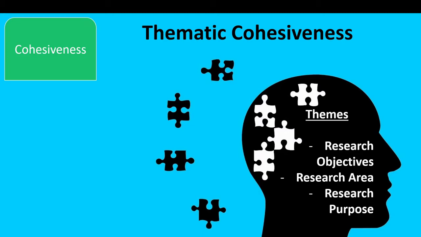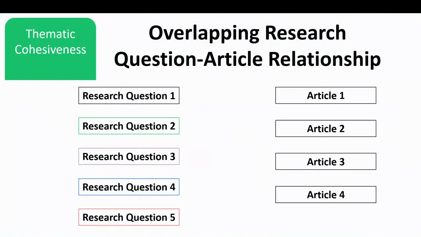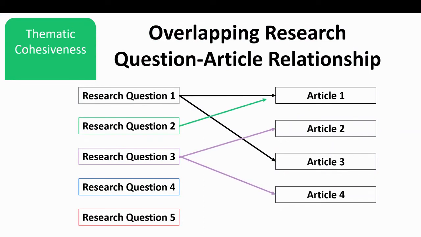Also, the kappa is a good way to describe how a thematic focus might have changed over time from manuscript to manuscript. It may be valuable for you to try to visualize how your manuscripts connect together, answer your overarching research questions, and develop a larger contribution to the field. In this case, we can see examples of overlapping research questions that are related to various different articles.